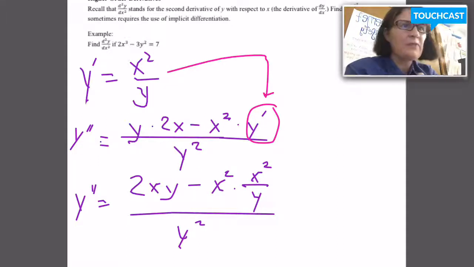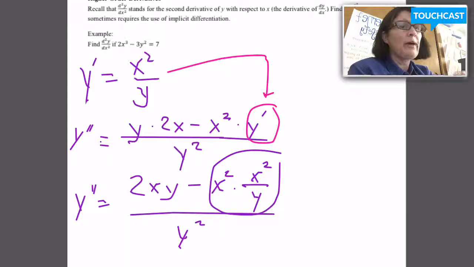Now if you simplified this, maybe got a common denominator here, fine, but not required. So this is an excellent answer for y double prime: 2xy minus x to the fourth over y, all over y squared.